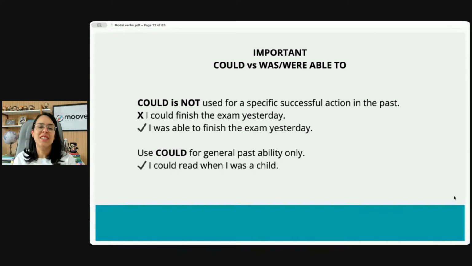I could read when I was a child. This is perfect, fine, okay, because we're talking about a general ability. Soraya, can I also say I was able to read? Of course, able to can always be used. Could has this particularity, okay?